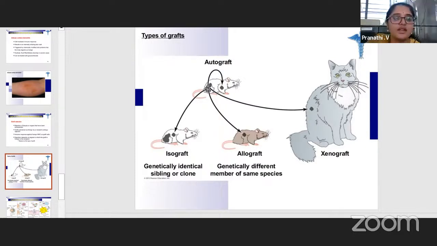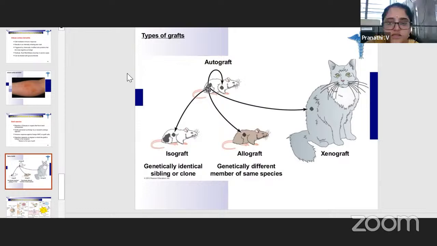Right. So you have different types of grafts, which are known as isografts, allografts, and xenografts. An isograft is a genetically identical sibling or clone, or from the body itself. We are taking that part and putting it back. Allograft is when you are grafting between different members of the same species. Xenograft is from the rat to the cat. So it's a xenograft. So that's one thing.